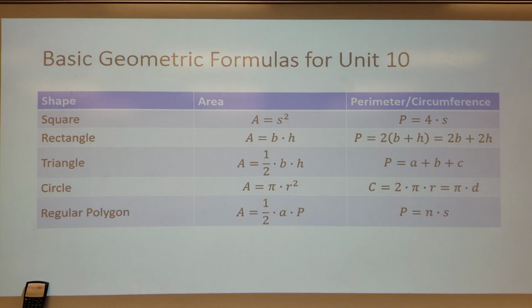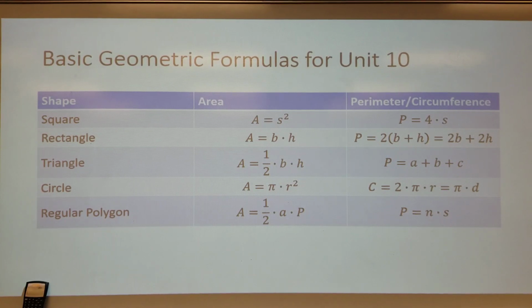In a triangle, it's 1/2 base times height for the area, and just add up the sides for the perimeter. In a circle, we've got pi r squared for the area and 2 pi r, or pi times d, for the circumference. And then, of course, in a regular polygon, and this is the only one that's new this year, the area is 1/2 times the apothem times the perimeter, whereas the perimeter is found by taking the number of sides times the length of each side.